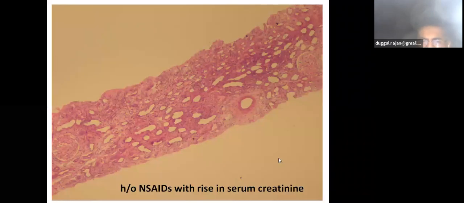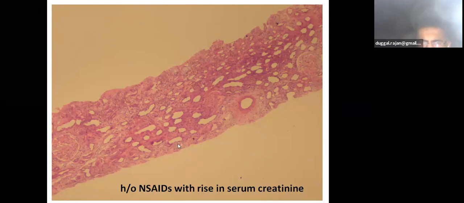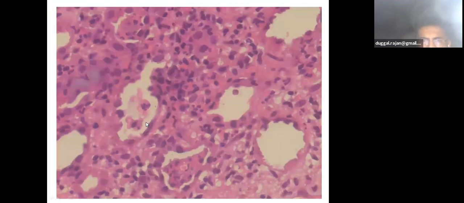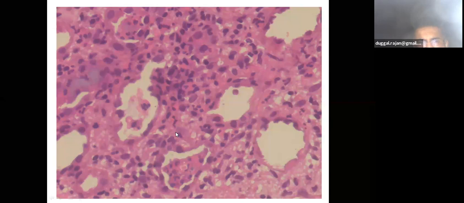Okay. History of NSAID with rise in serum creatinine. So look at these structures. Even at low magnification, they were very dilated. And always remember, tubules normally should be arranged in a back-to-back manner. So there is some spacing in the tubules. So this is a high magnification. You can see this tubule here, tubule here. In between there is something. In between you can see these things.